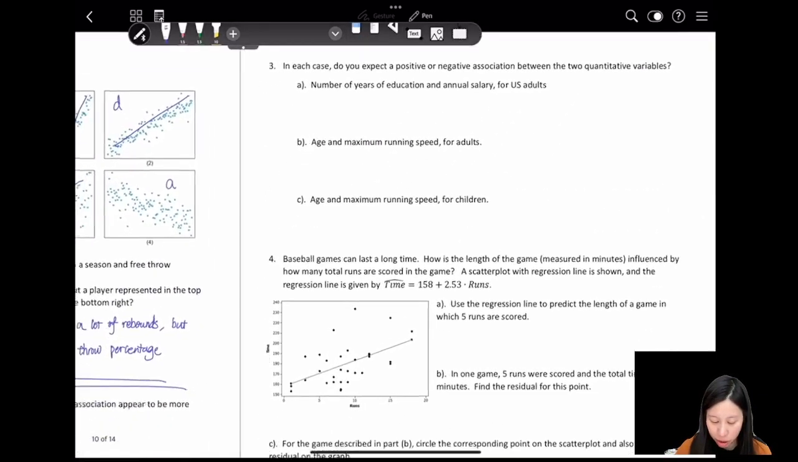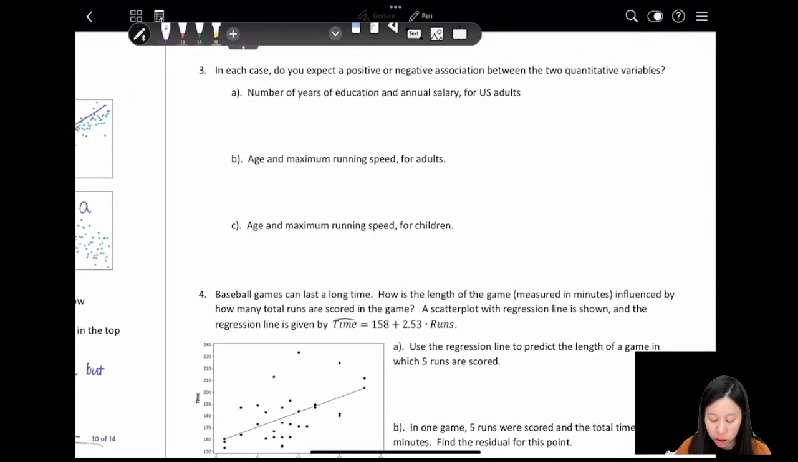Number 3. In each case, do you expect a positive or negative association between two quantitative variables? Number of years of education and the annual salary. Definitely, the more education you get, you will get a higher salary in most cases. So it's a positive. The age of a maximum running speed for adults.